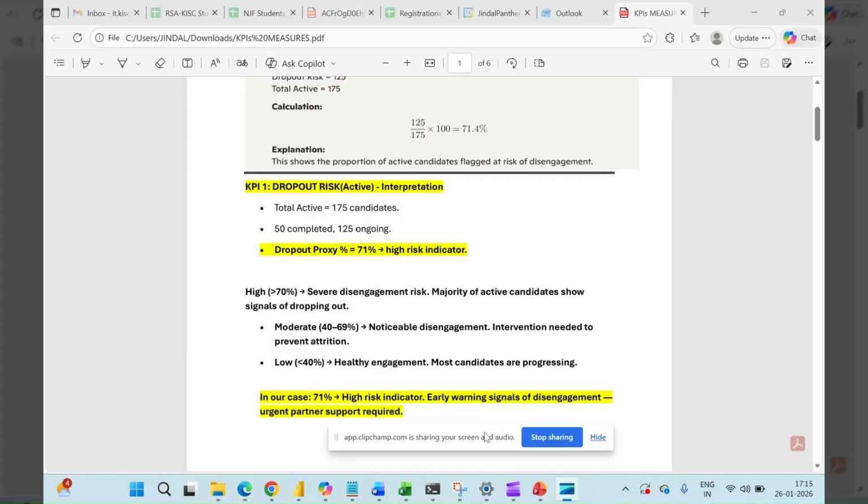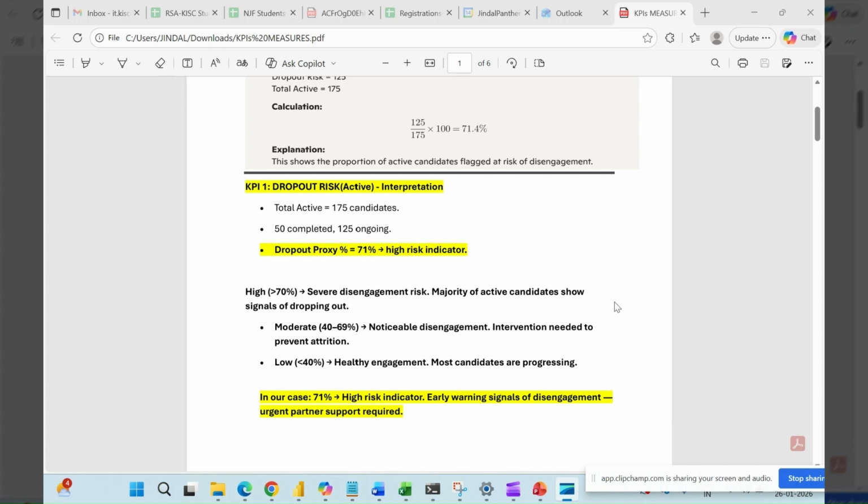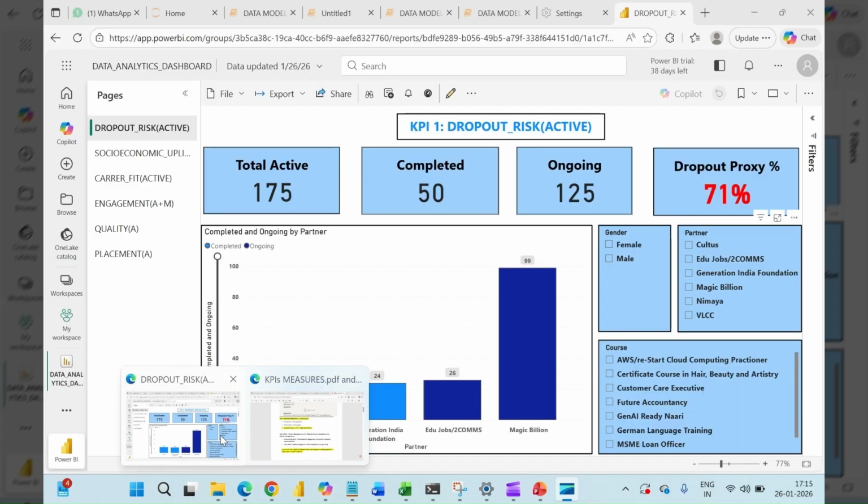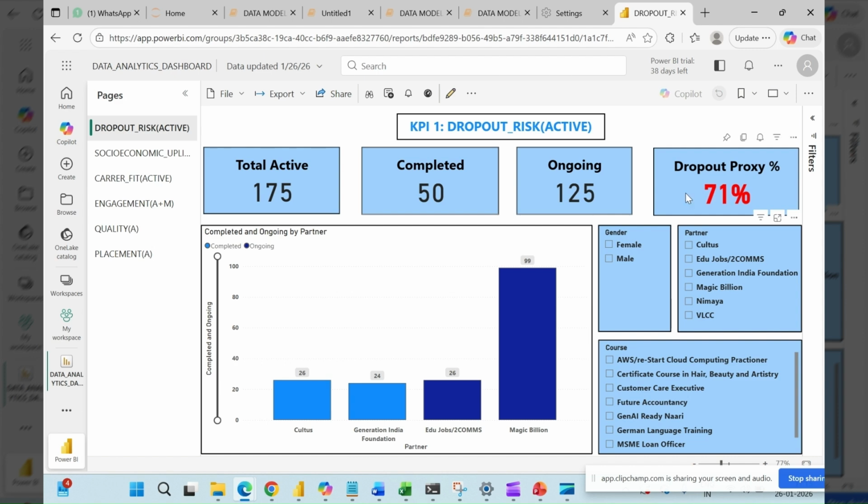I earlier told that green signals for high performance, red signals for attention required, and light amber or light yellow means moderate. So in our case, 71% high risk indicator, early warning signal of disengagement, urgent partner support required. Then we can ask our faculty partners why dropout is happening at such a high rate. Okay, then let's move to the next report.